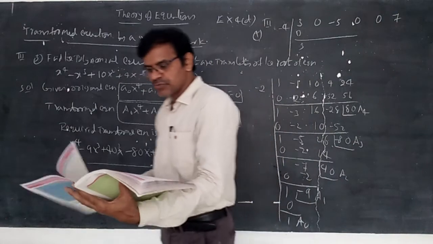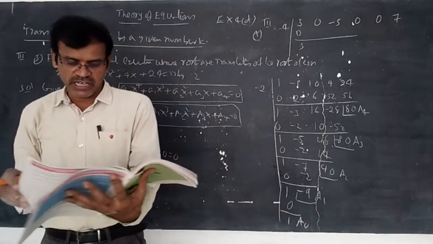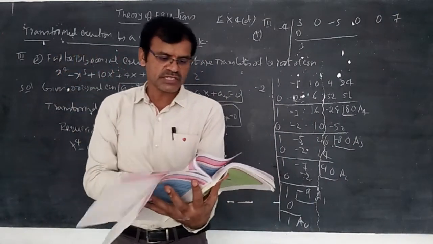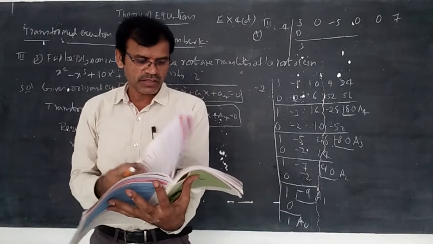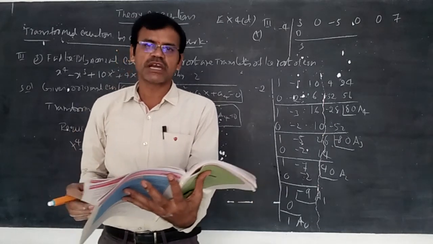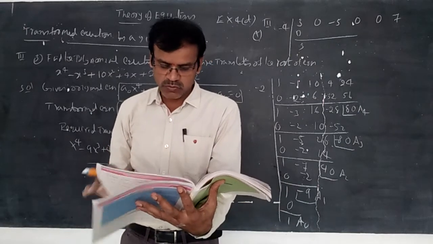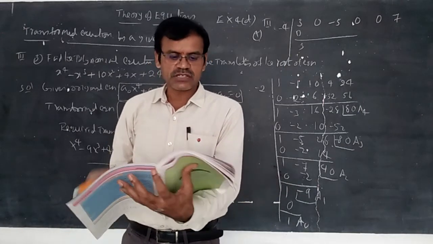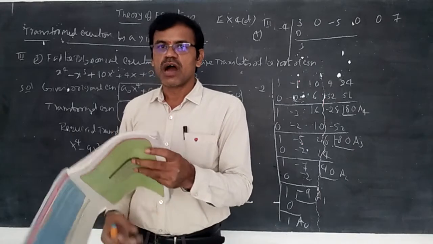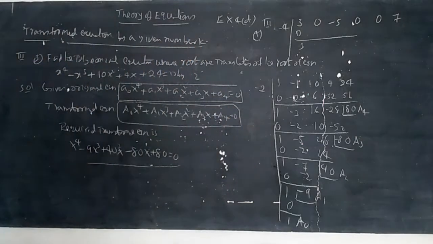Do it in this way. Whatever sums are given in the examples, each and every sum you do depends upon the same formula. No need to write the theory and everything. Whatever sums are there, simply do the sums. Next, another translated equation with absent terms is there. That concept you can learn.